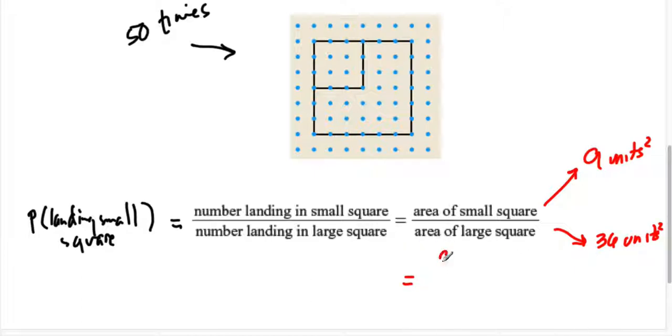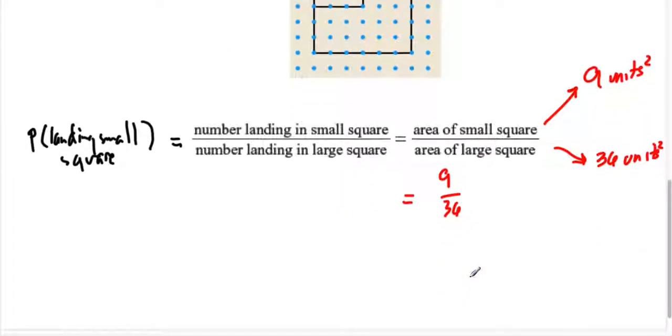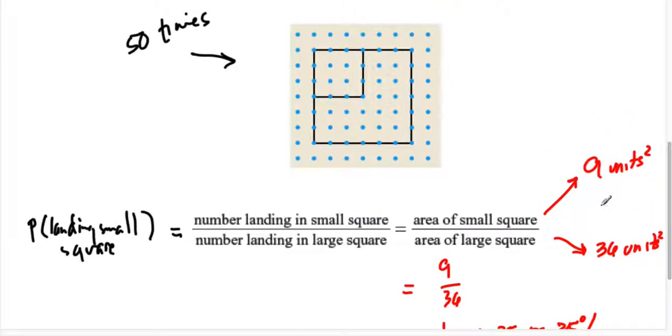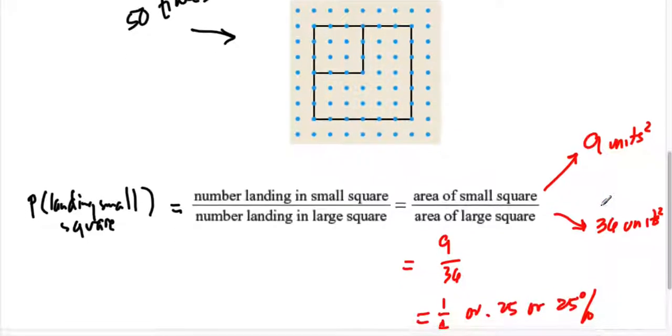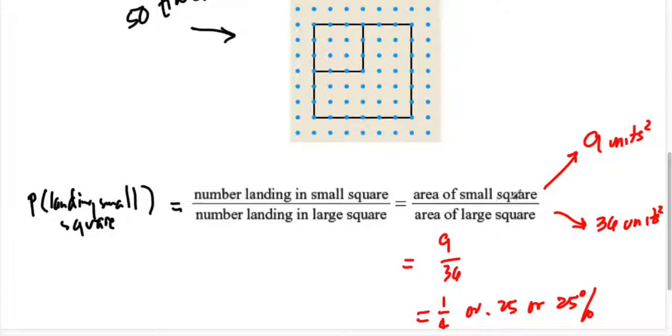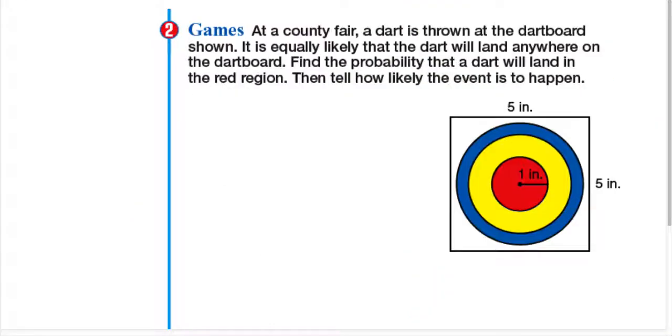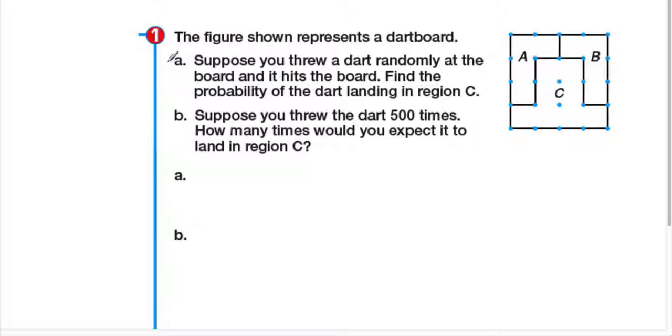So that'll be 9 over 36, or 1/4. So the probability of it landing in the small square will be 1/4 or 0.25 or 25%. Okay, so we have just related probability to area models. We will use a similar formula like this to answer probability and area problems. Let's take a look at the first example, not the second example. First example. The figure shown represents a dartboard. Suppose you threw the dart randomly at the dartboard and it hits the board.